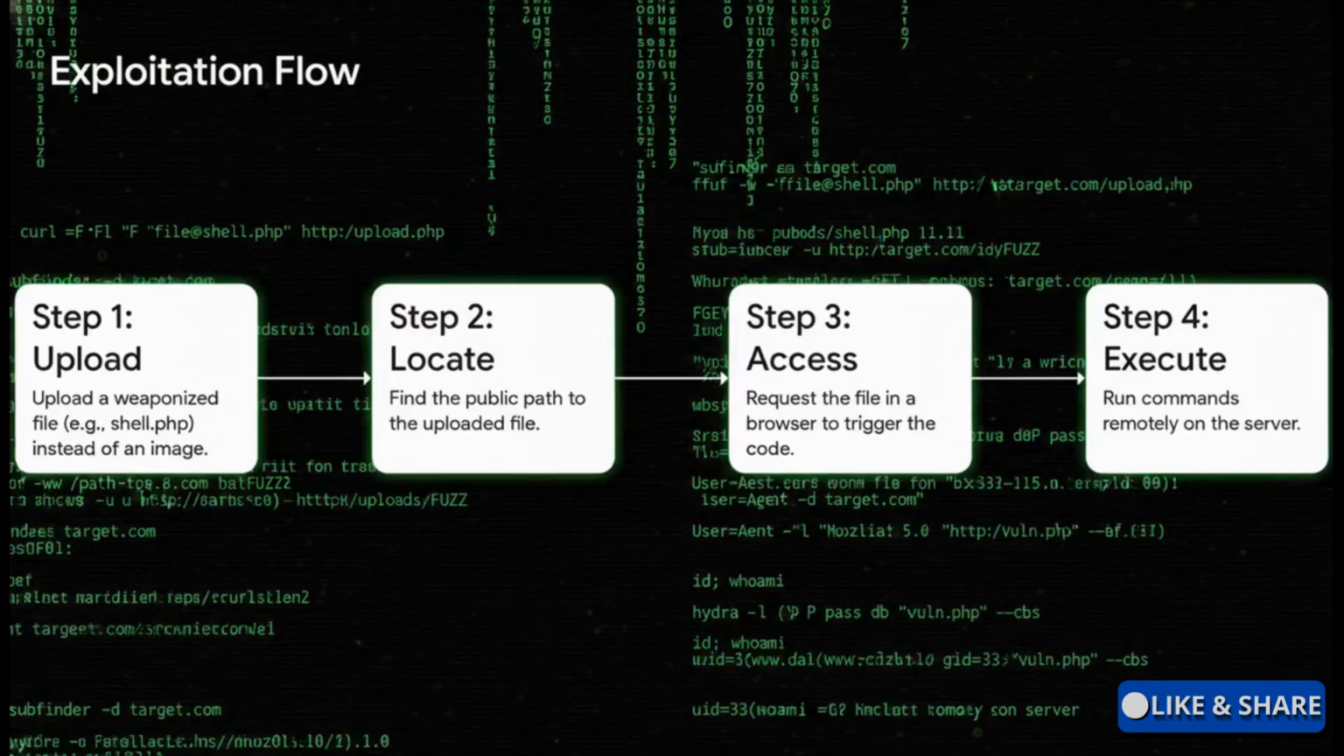And the process is surprisingly straightforward. First, you upload your weaponized file. Next, you just have to figure out where on the server it got saved. Once you know the path, you just visit that URL in your browser. That simple act of visiting the page triggers your code, and from there, you can start executing commands. It's crazy, right? A totally innocent feature gets turned into a wide-open backdoor.